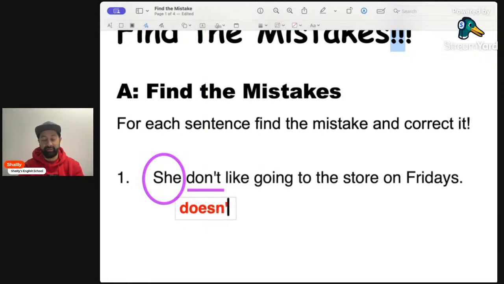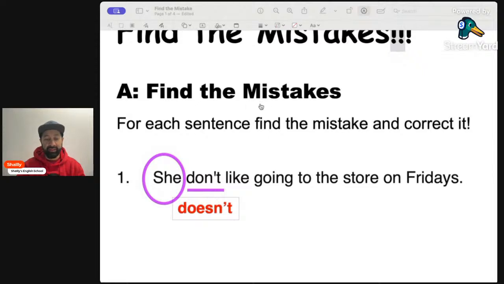doesn't. All right, so whenever you're having the subject she, he, or it, then we must use doesn't. If you're saying I, you, we, they, then you could say don't. But again, when we're using the subjects she, he, it, please use the verb doesn't or does if it's a positive sentence. So the sentence should read, she doesn't like going to the store on Fridays. She doesn't like going to the store on Fridays.